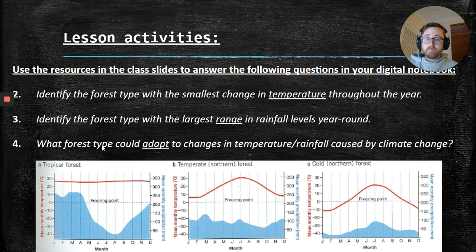Question 4: what forest type could adapt to changes in temperature and rainfall caused by climate change? That one is a bit of a tricky question that I threw in there, just because I don't like y'all. What you're thinking about for question 4 is, which one of these forests is showing a lot of different rainfall and temperature? Climate change is obviously going to impact the temperature and the rainfall around these different types of forests. Which one do you think will survive most with change? Which one seems to be best suited to a change in temperature and rainfall?